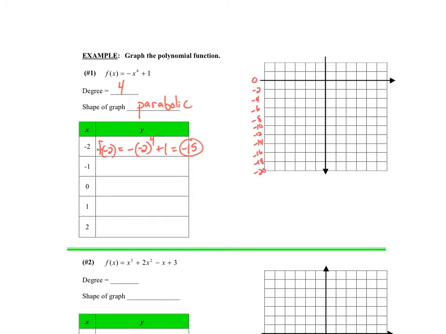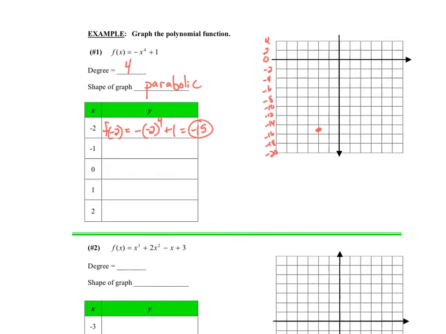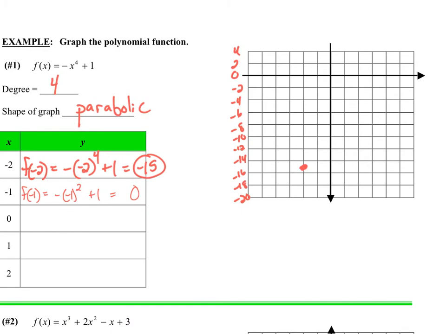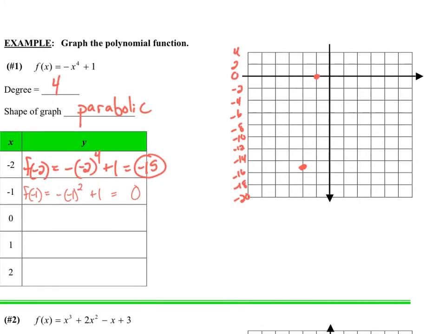So going by 2's on our graph. If x is negative 2, y is negative 15. So negative 2, negative 15 is going to be right here. Then what happens when you put in negative 1? f of negative 1 equals negative 1 to the fourth plus 1, and that will be 0. So x is negative 1, y is 0. So negative 1, 0 is right here.